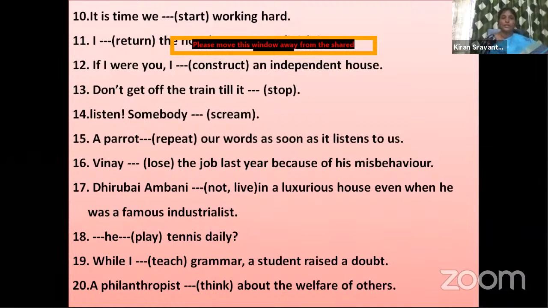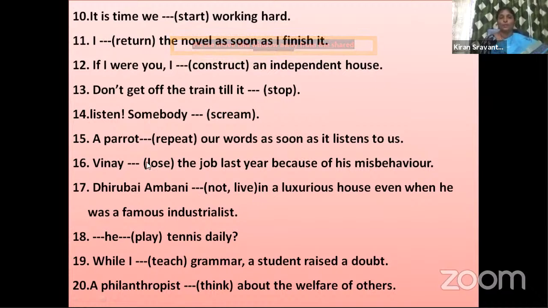So a philanthropist thinks. See, while I was teaching, then again does he play tennis? Then again Dhirubhai Ambani did not live. When I lost the job, a parrot repeats our words, listen. That is the expression that we find in present continuous tense. Somebody, then again singular, he's screaming. Don't get off the train till it stops. If I were you, I would construct. I shall return the novel as soon as I complete it. It's time we started working hard. This is how we answer.